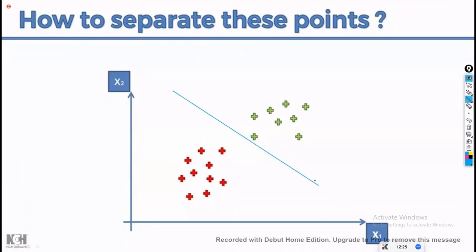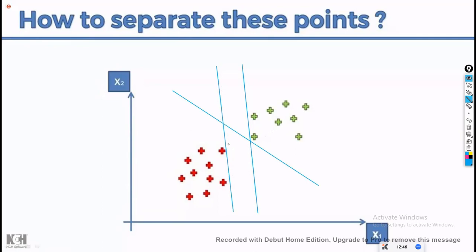I'll draw a line like this also. But in this case, what happens? This margin is very high. This margin is very low. One side margin is very high, one side margin is very low. If I draw a line like this, one side the margin is very high and one side the margin is low. If I draw a line like this, one side margin is very high, one side margin is very low.